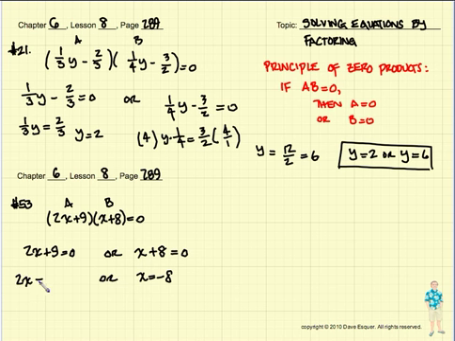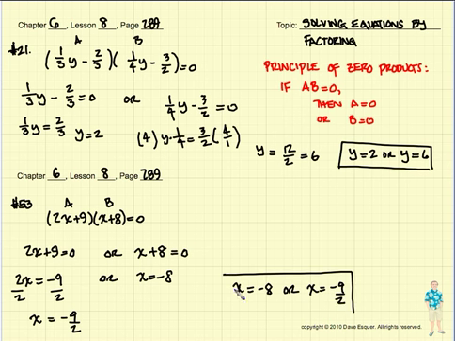Or we have 2x is equal to negative 9 by subtracting 9 from both sides. Finally, if we divide by 2, x turns out to be negative 9/2. So for problem number 53, we have two solutions. x can be either negative 8 or x can be equal to negative 9/2. That's the answer for number 53.